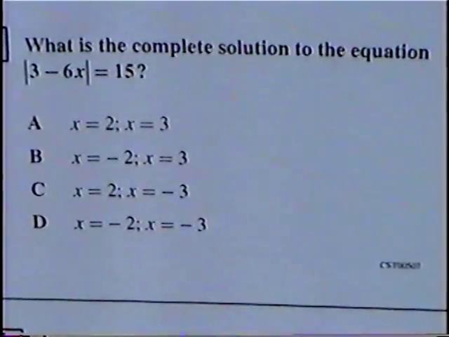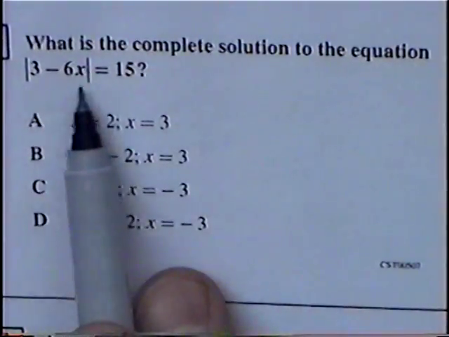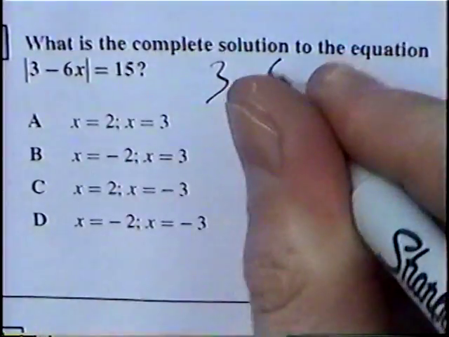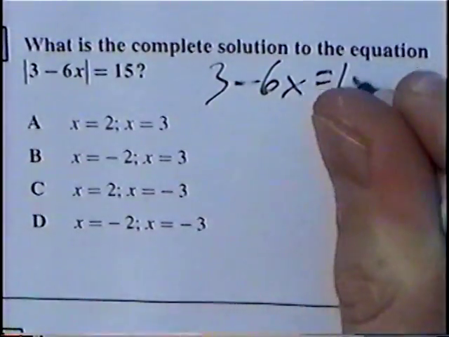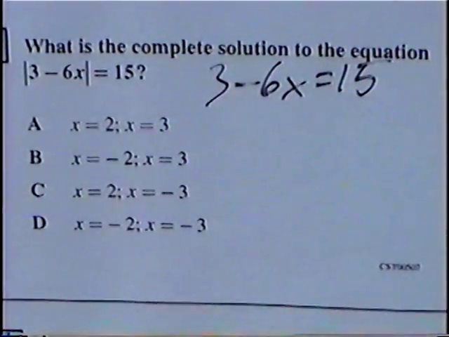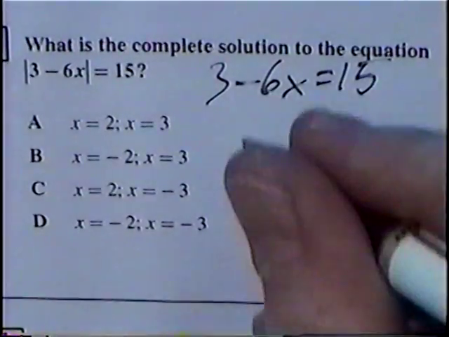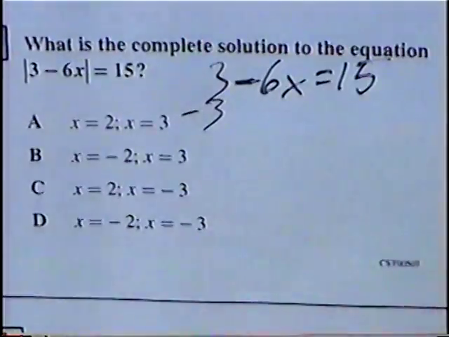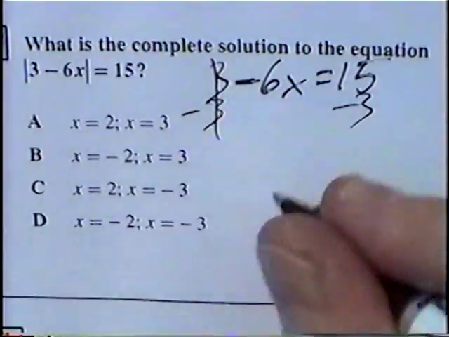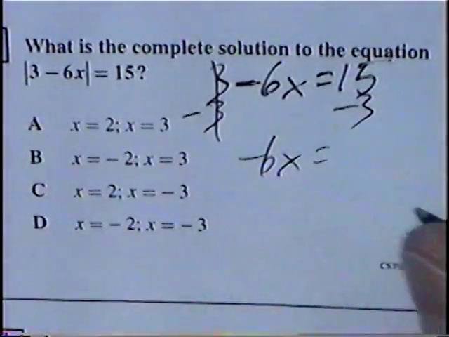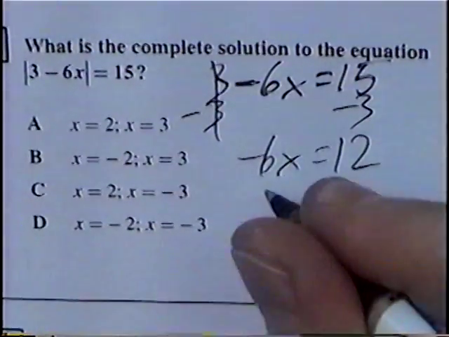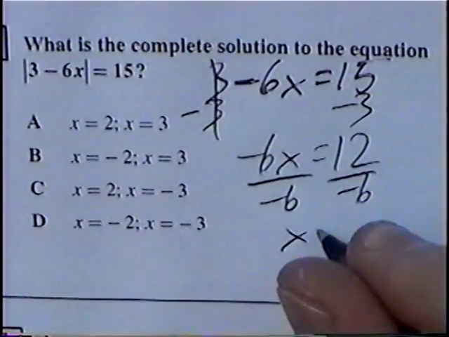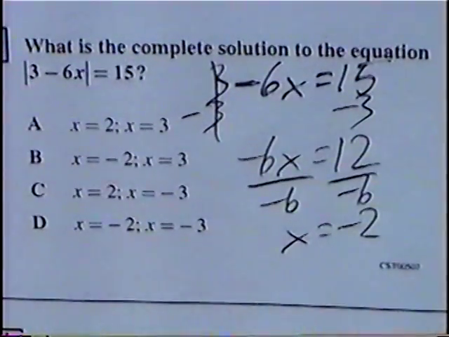Solving the equation, since the absolute value is isolated by itself, we can first take the absolute value signs off to have 3 minus 6x equals 15. Solving from here, we can get our first answer. Getting rid of the positive 3, we can subtract 3 on both sides. Negative 6x equals 12. And dividing by negative 6, we'll have the first answer, x equals negative 2.